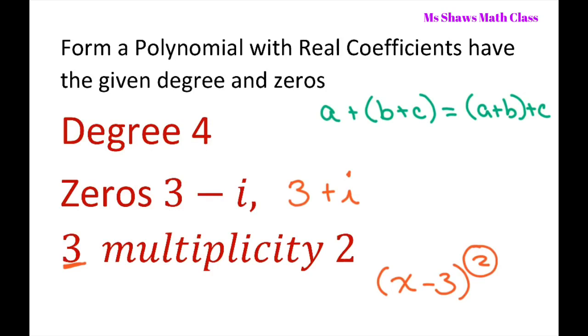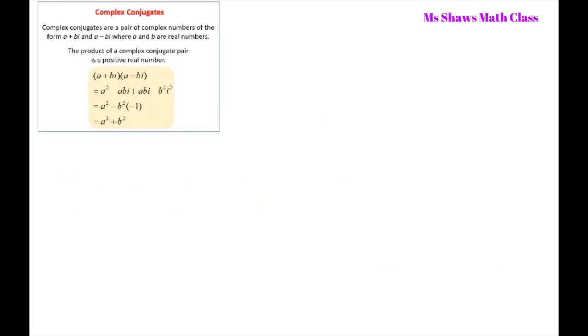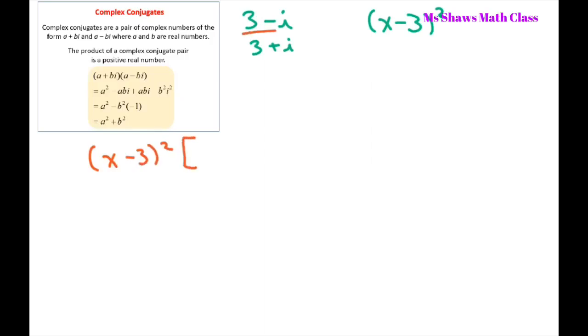So let's get started. We have our zeros at 3 minus i and 3 plus i. And we also had our (x minus 3) squared. So let's write that out. We have (x minus 3) squared. And then we're going to do the same thing with our zeros here. We're going to do (x minus 3 minus i) times (x minus 3 plus i).